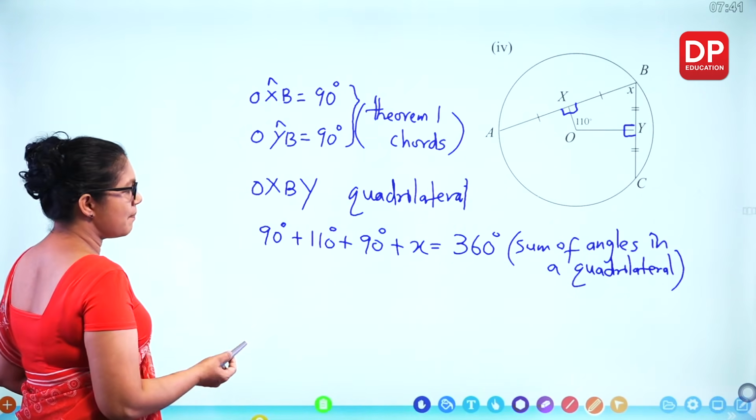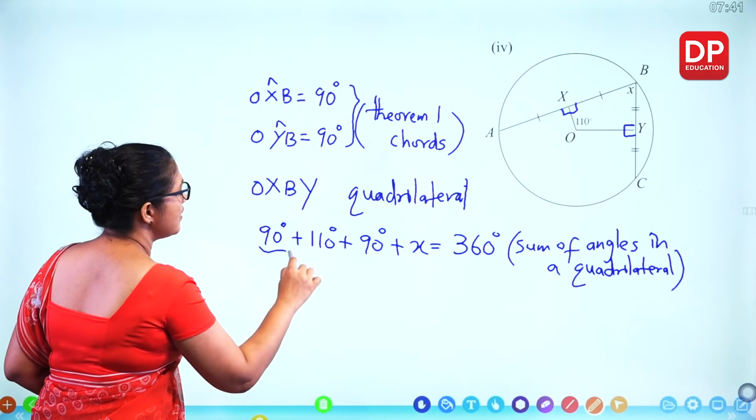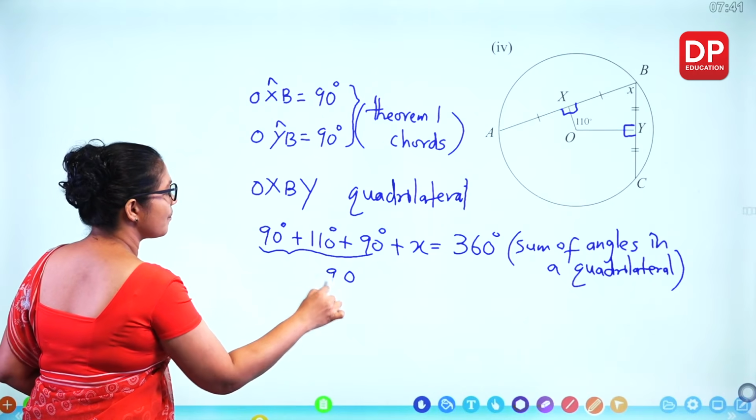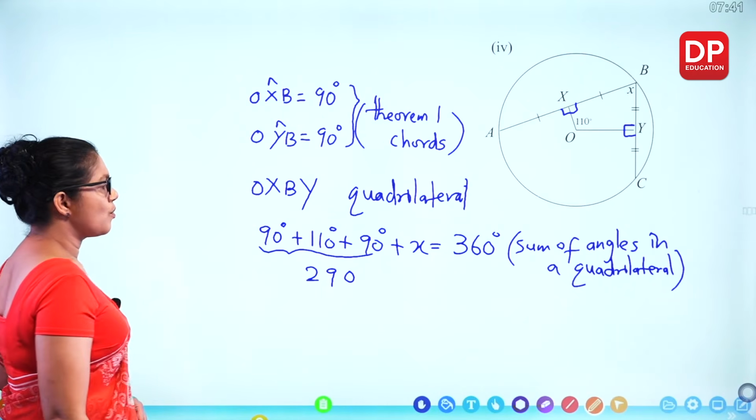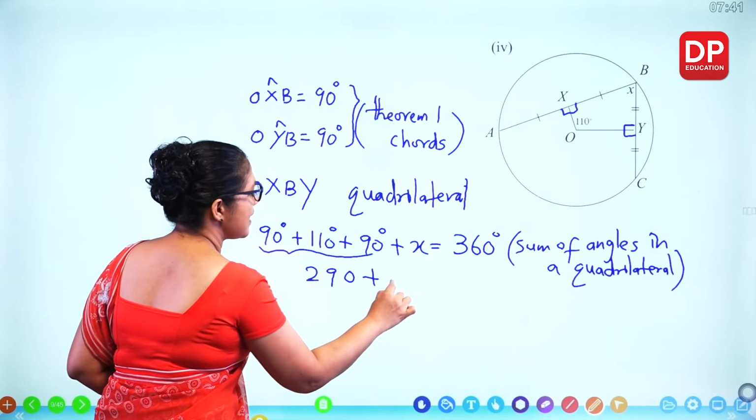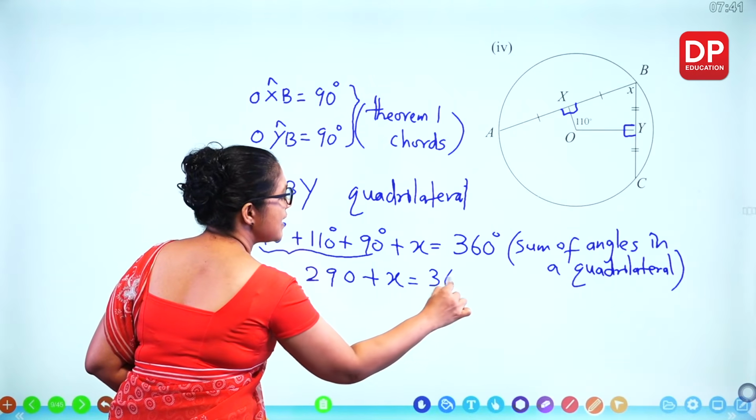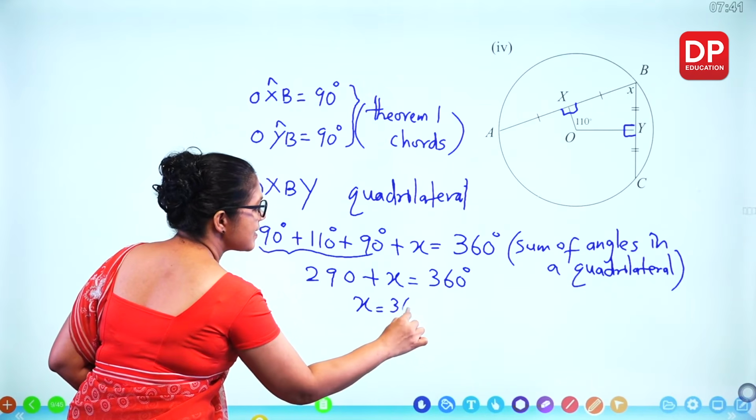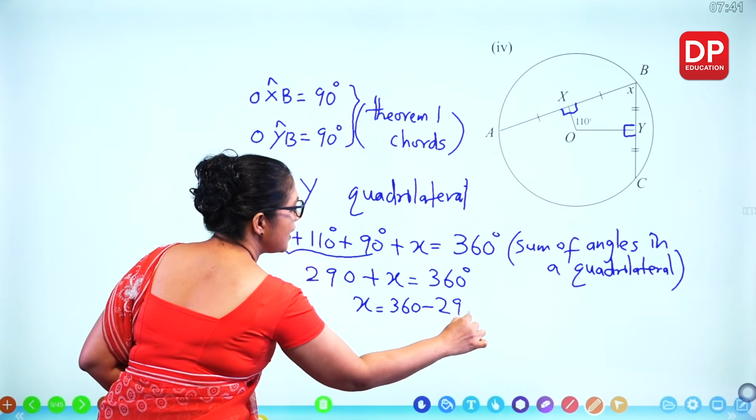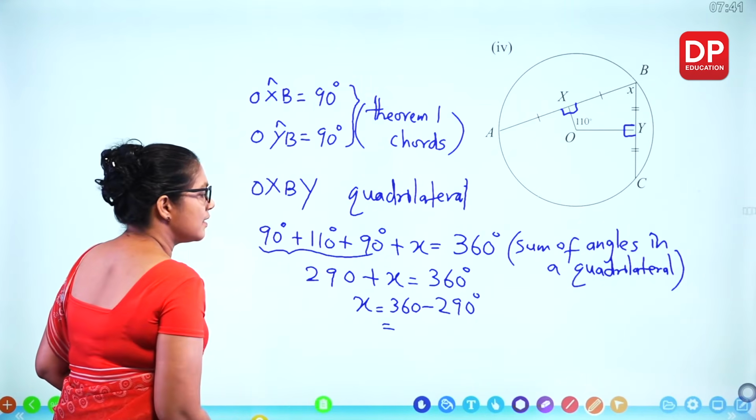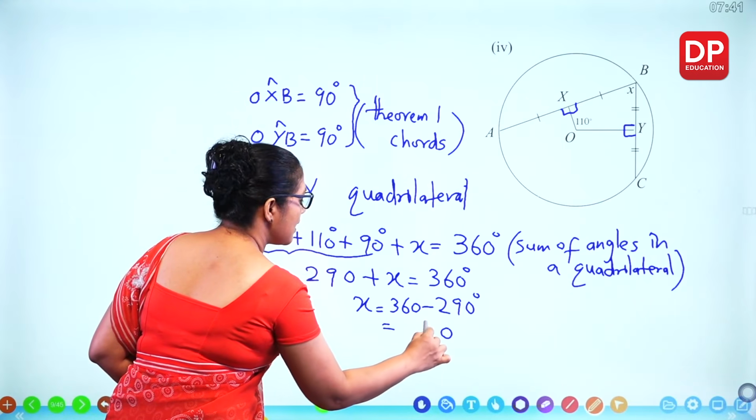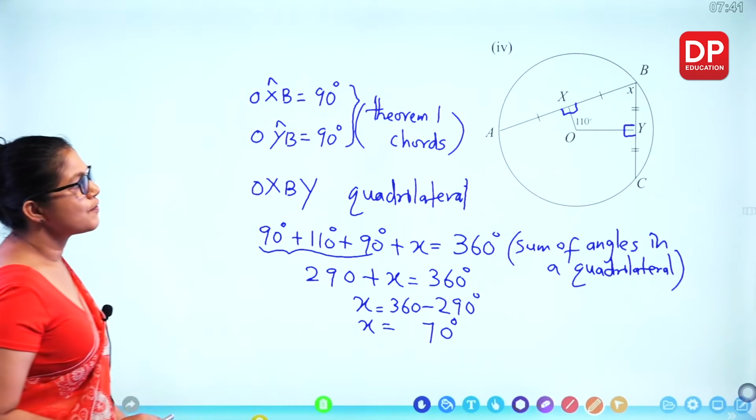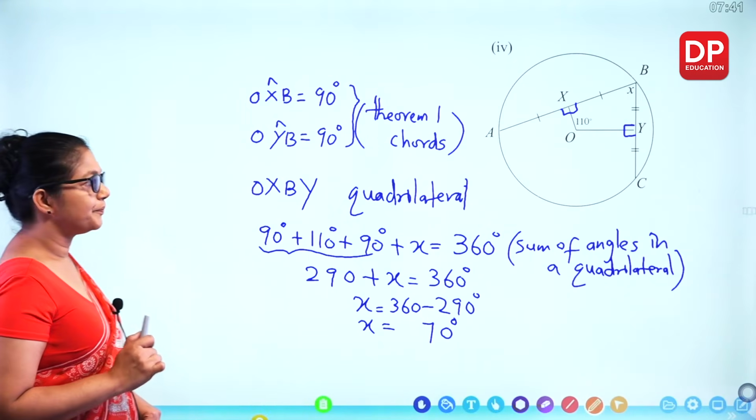Now try to simplify. So when you add all these together, what do you get? 290 plus x is 360. So what is the x value? Take 290 to the other side and subtract. So you get 70 degrees for the x value.